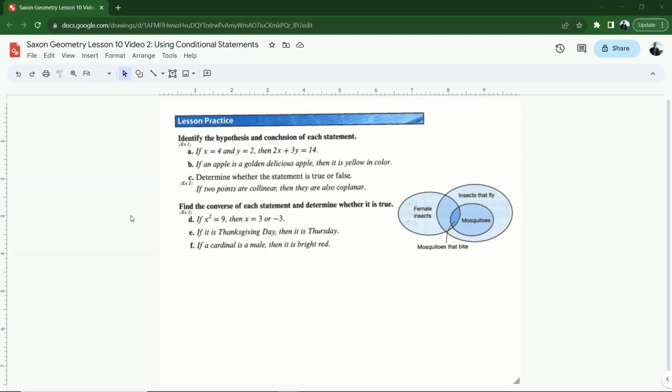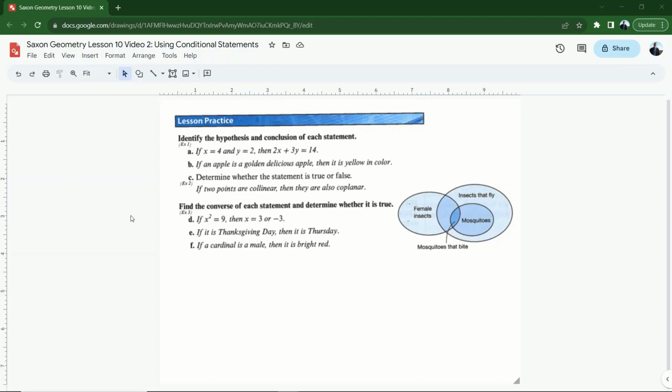I can't make the converse statement because insects that fly is not entirely contained in mosquitoes. They're not identical groups. So if I say if an insect can fly, then it is a mosquito, that's a false statement. You can think of a bee can fly and it's not a mosquito.